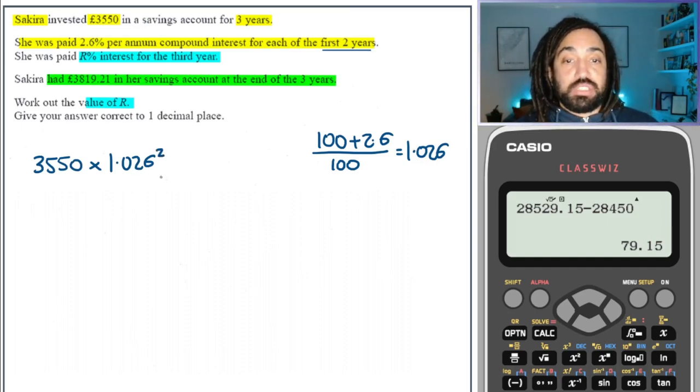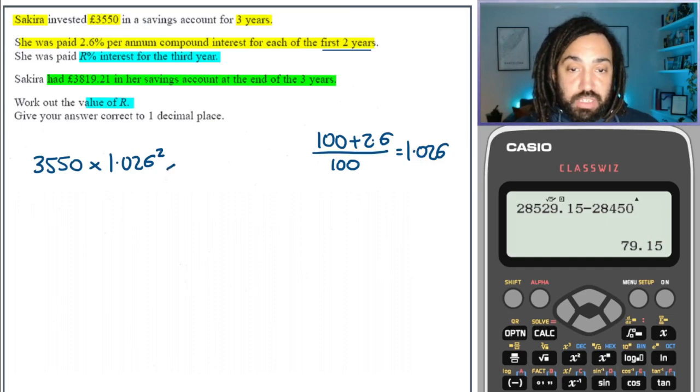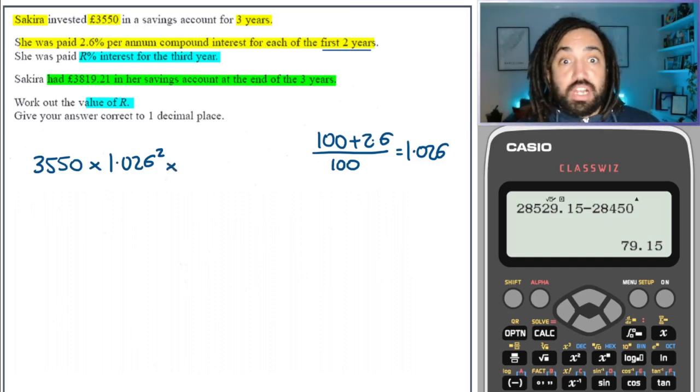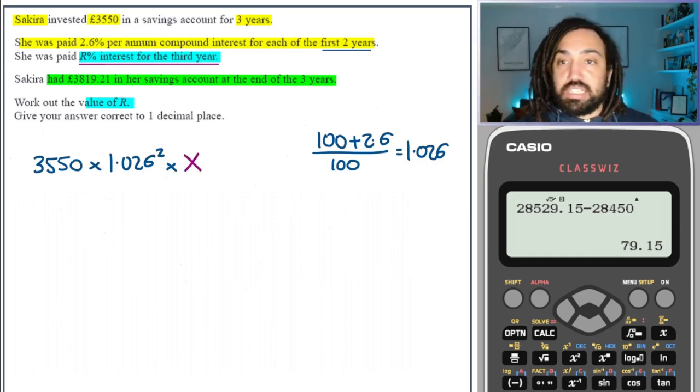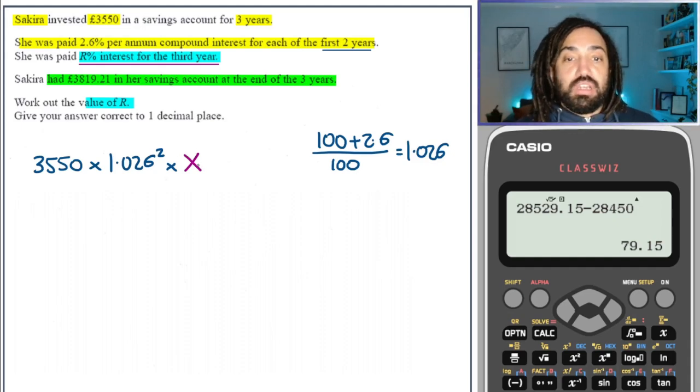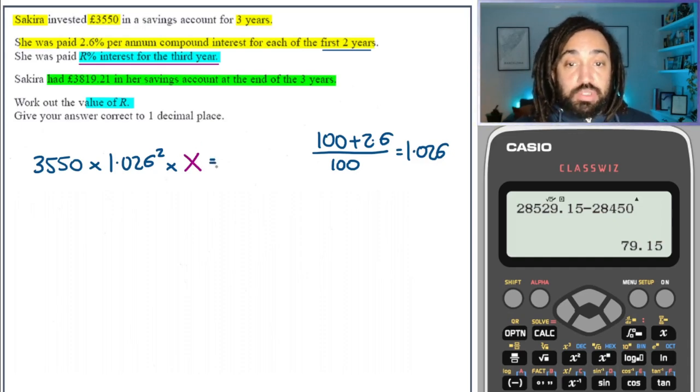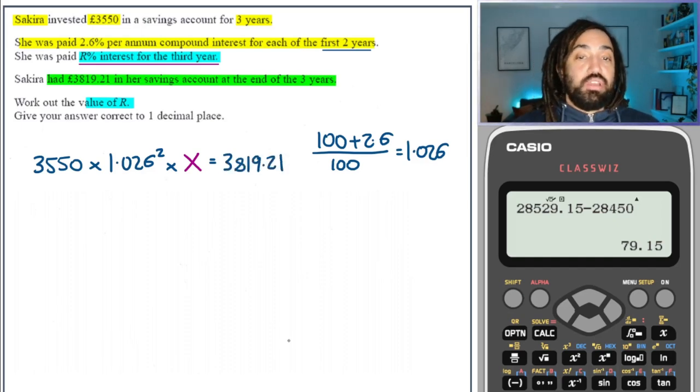We could do that just by squaring the multiplier. And then I need to multiply by something unknown. I don't know what the next multiplier is for the third year. So I'm just going to call this X. Yeah, just big capital X like that. And that's equal to how much money she has at the end, which is 3819.21.